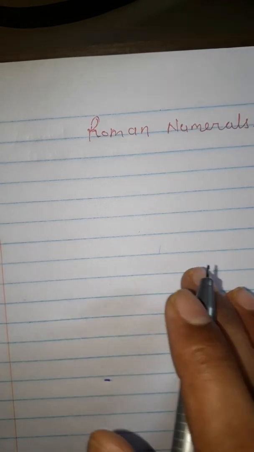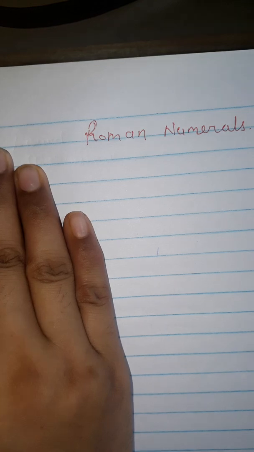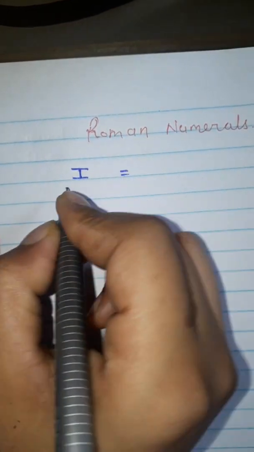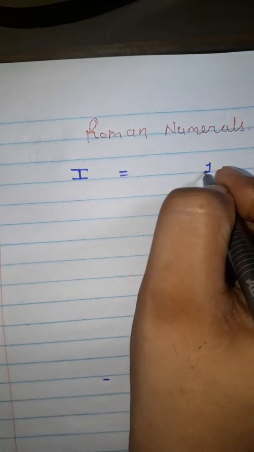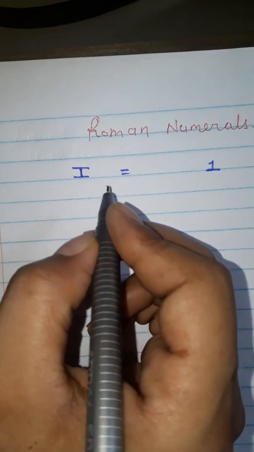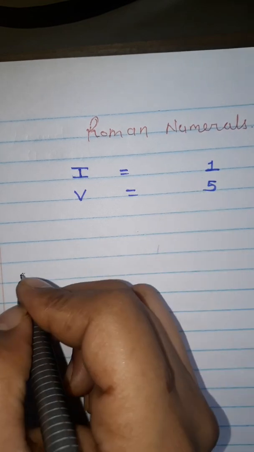Now our next topic is Roman numerals. Roman numerals originated in ancient Rome. Romans used only 7 symbols to form numbers. So what are these 7 symbols? The first symbol of Roman numerals is I, and that I is equal to 1 in Hindu Arabic numerals. The 5 is denoted as V and equal to 5.